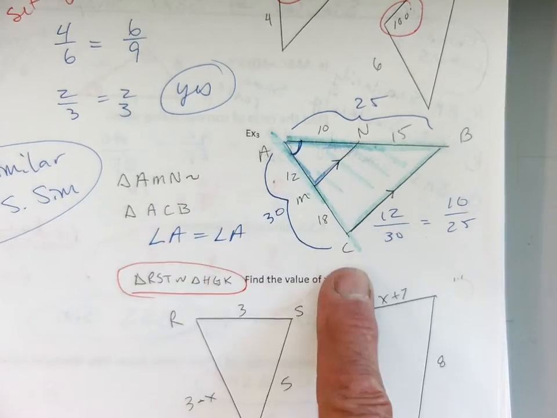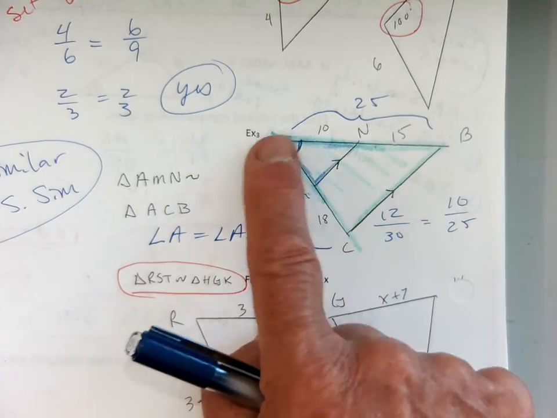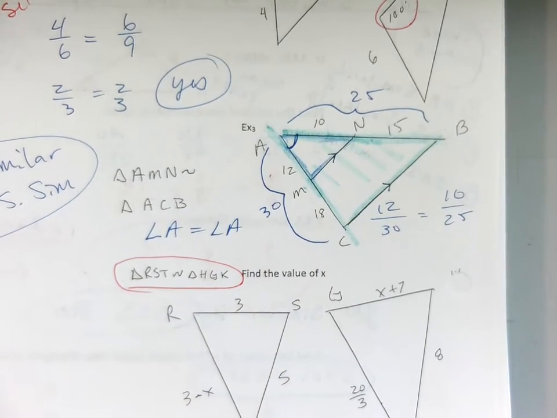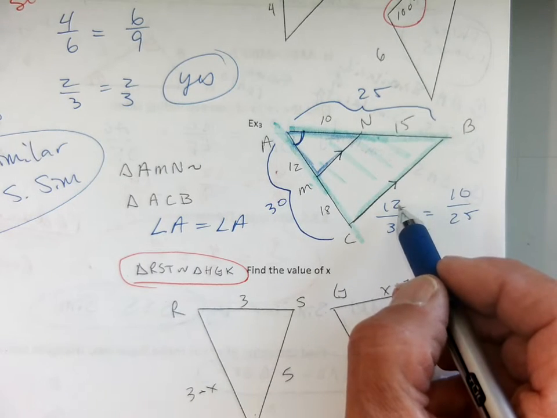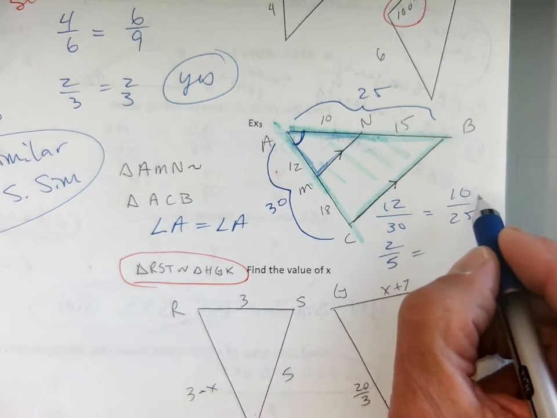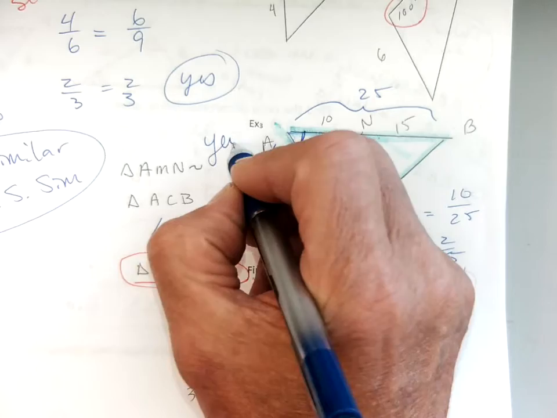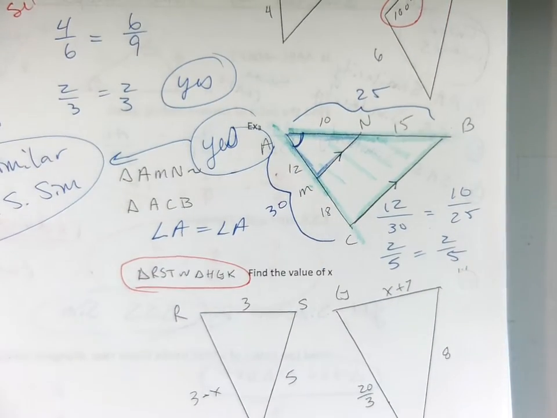12 goes to 30. Little triangle to big triangle as 10 goes to 25. Little triangle to big triangle. Is that the same ratio? Let's see, I can reduce this by 6 and I get 2/5. I can reduce this by 5 and I get 2/5. So yes, they are similar by the same reason, by my side angle side similarity, okay?